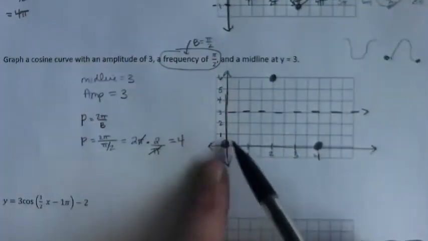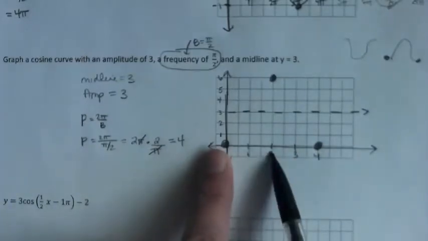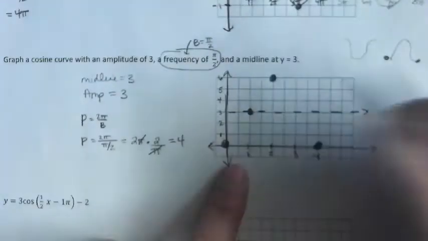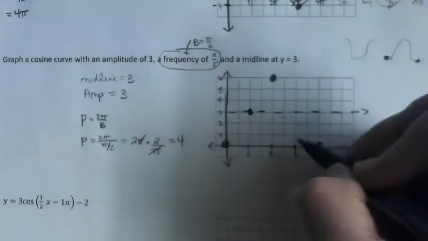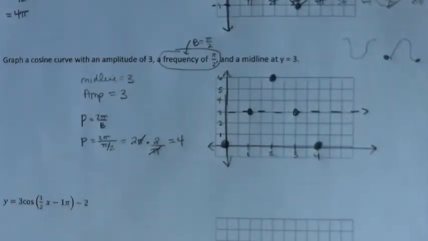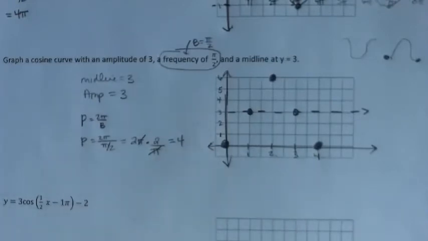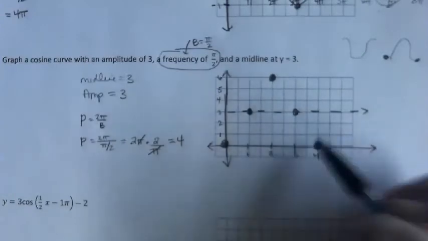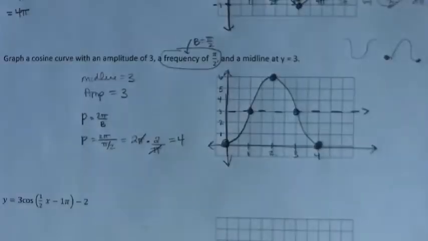And then I have to cross the midline somewhere in between, and I want to be specific about where. So if my minimum is at 0 and my maximum is at 2, where's my midline cross? 1. And between the max and the min, between 2 and 4, where's my midline cross? 3. Now, I'm scaling it so that those points are there. If you didn't scale it and you couldn't divide your period by 4 nicely, you can kind of estimate, but try to have it be a pretty good estimate because we are always looking for 5 critical points. And then there's our cosine curve.